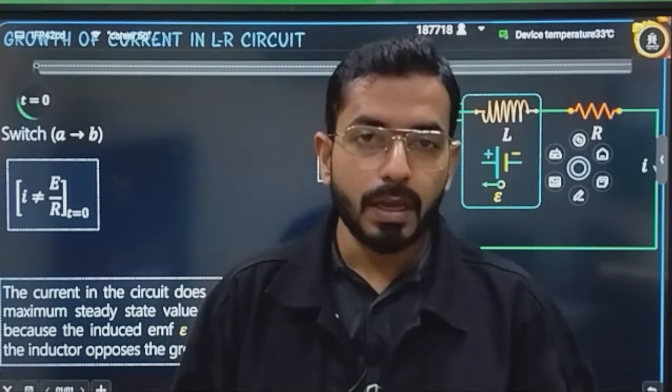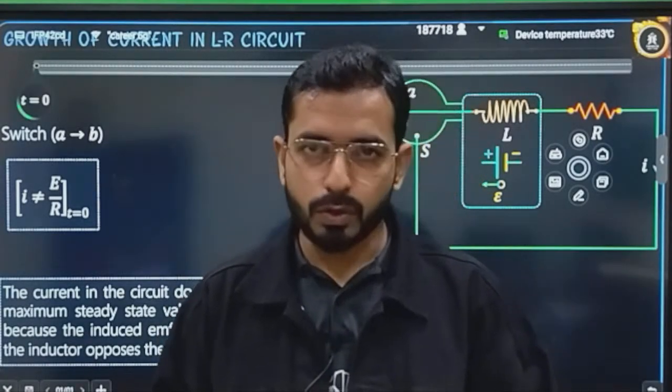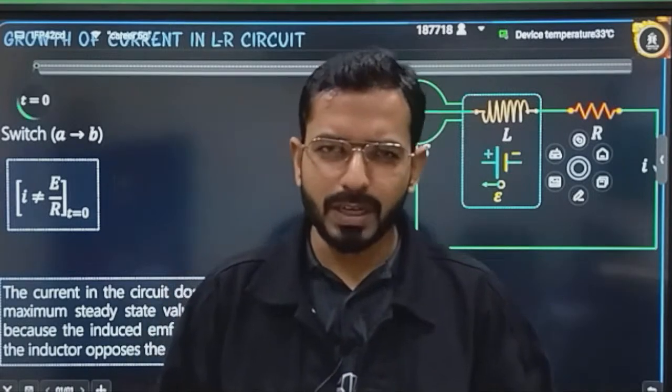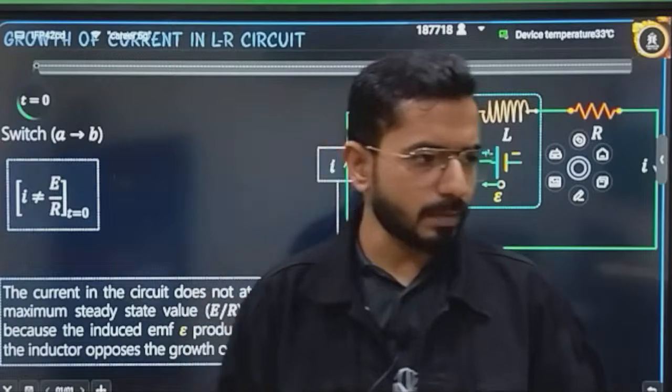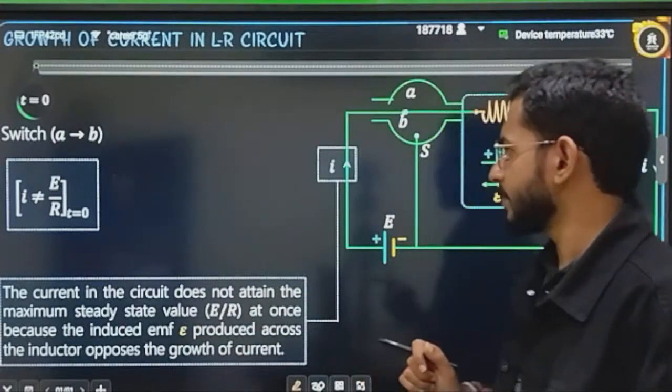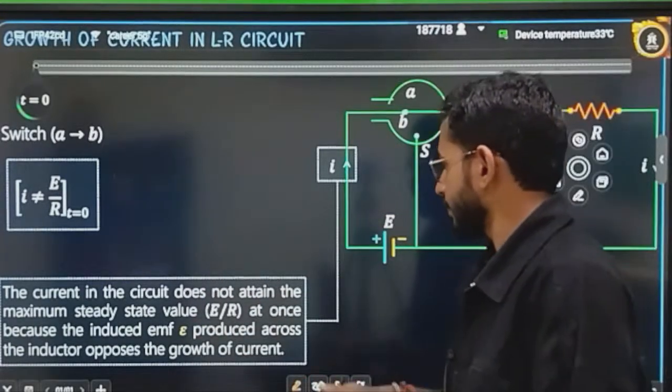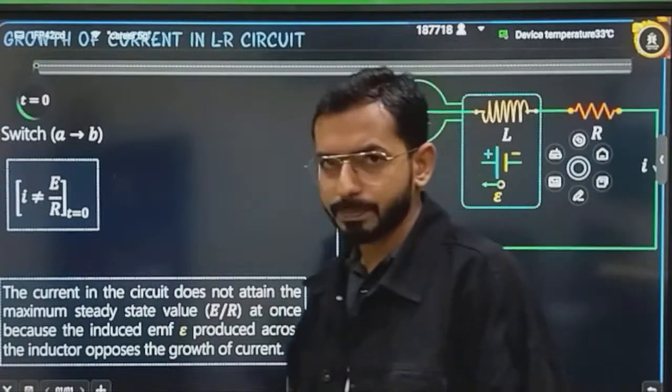So here we are going to use a little bit of KVL also, so be ready. It is a good derivation, I will say, so be with me, and if you have any doubt you can just ask me right at the moment. Okay, let's begin. The concept is very easy, there is nothing much.